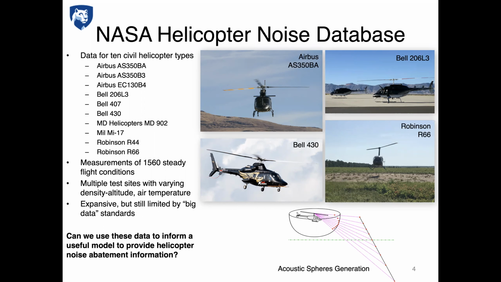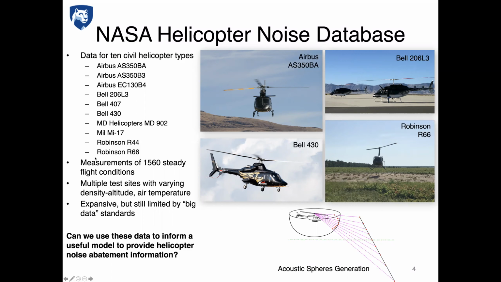This included measurements taken at sea level, like Robinson R-66s in Florida at Eglin Air Force Base, all the way to some measurements collected at pretty high altitude. One of these photos of the Airbus AS350 was collected at an elevation of 7,000 feet up in the Sierra Nevada mountains. So the density altitude, the air temperature, and all the ambient conditions cover a pretty varied range over this set of data.